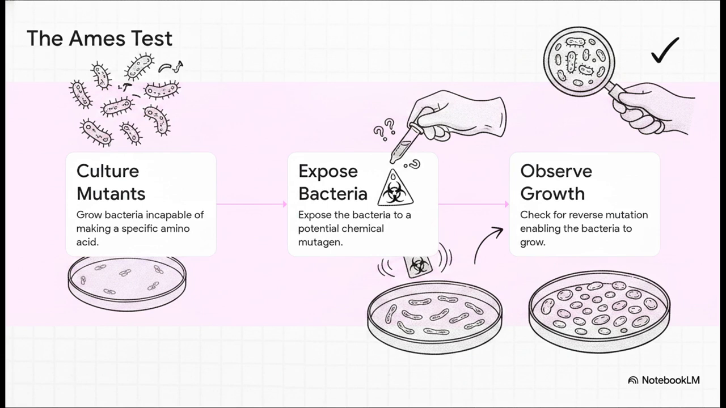If the bacteria suddenly mutate back and regain the ability to grow completely on their own, bingo, you've just proved that chemical is a mutagen, and it's very likely a human carcinogen that we need to keep far, far away from our food and environment.